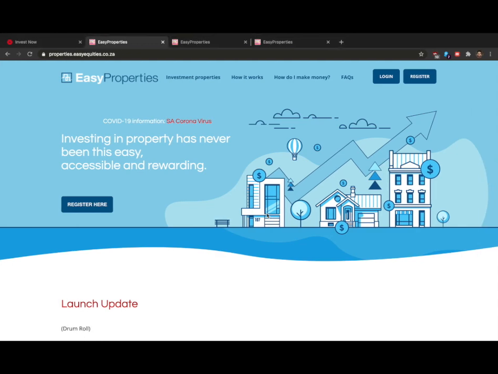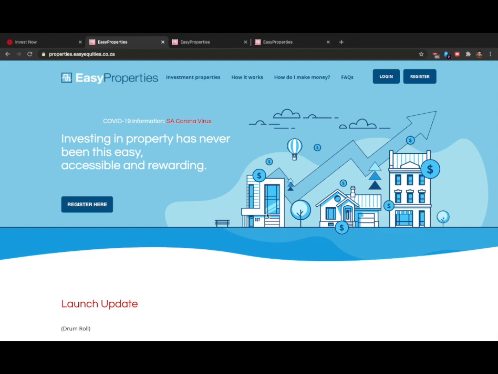Hey guys, today we're going to be looking at Easy Properties. It's a property investment platform from the same guys that brought us Easy Equities. I've been looking at it over the last couple of days, and I'm going to share my thoughts with you guys. I'm going to talk about what it is, the advantages and disadvantages of it, and whether it's something you should be using.